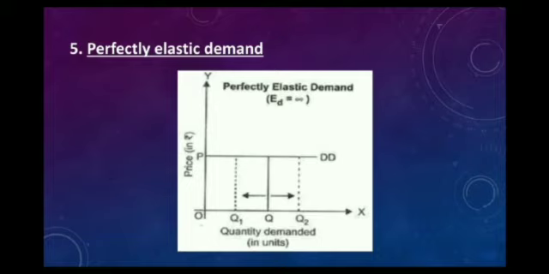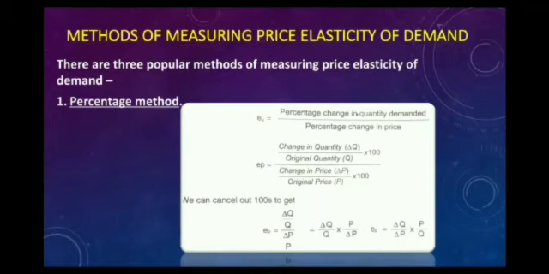Next, methods of measuring price elasticity of demand. There are 3 popular methods of measuring price elasticity of demand. They are percentage method, total expenditure method, geometrical method. So number 1 is percentage method. According to percentage method, price elasticity of demand is measured by taking the ratio of percentage change in demand and the percentage change in price. This has been shown by the following formula.